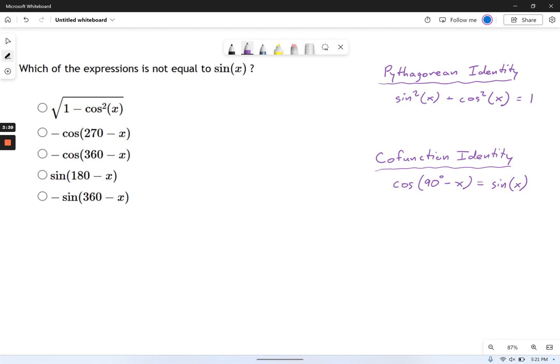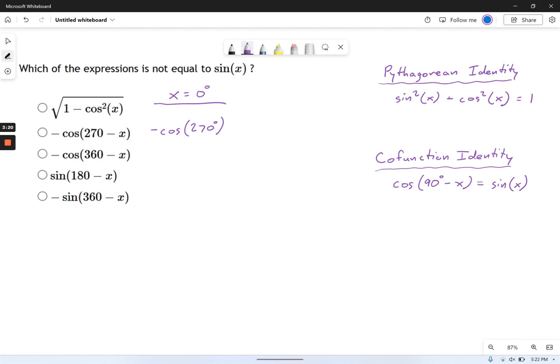And I'll give you an example of what I mean. What if x equals 0 degrees? Do you know your special angles? You really ought to. So this is going to be negative cosine of, let's see, 270 degrees.